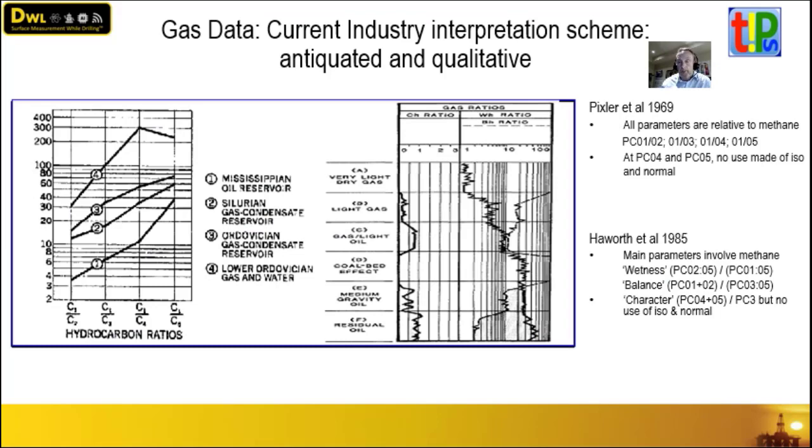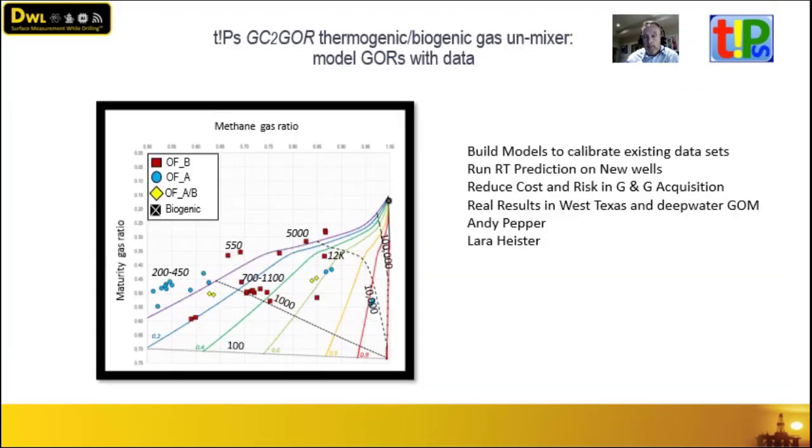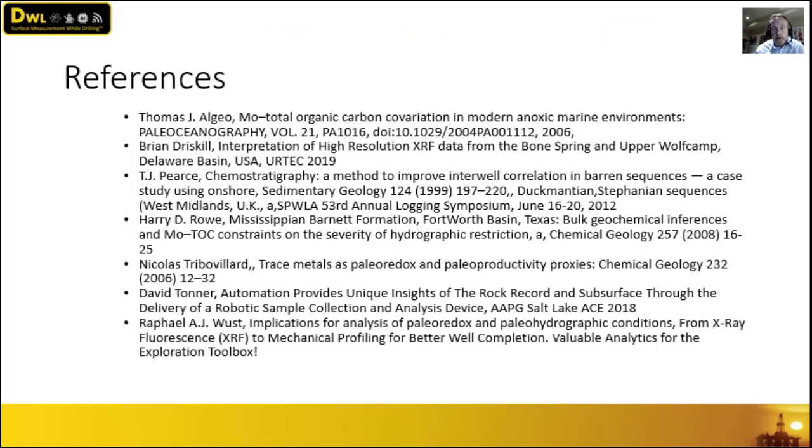On the mud gas side, we work extensively with TIPS, Andy Pepper, Lara Heister, moving away from some of the older, more antiquated methods developed in the 60s and 80s with Pixler and Haworth, and generating comprehensive models which can take into consideration biogenic gas mixing. And we've had a lot of success in terms of predicting GOR and API gravities using this approach. I've included here some references on the XRF chemostratigraphy side.